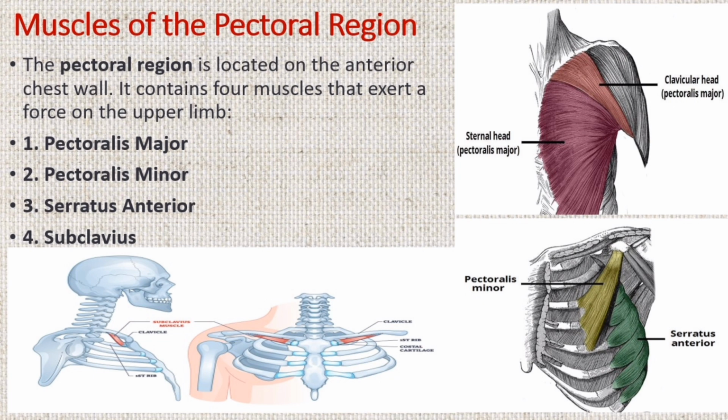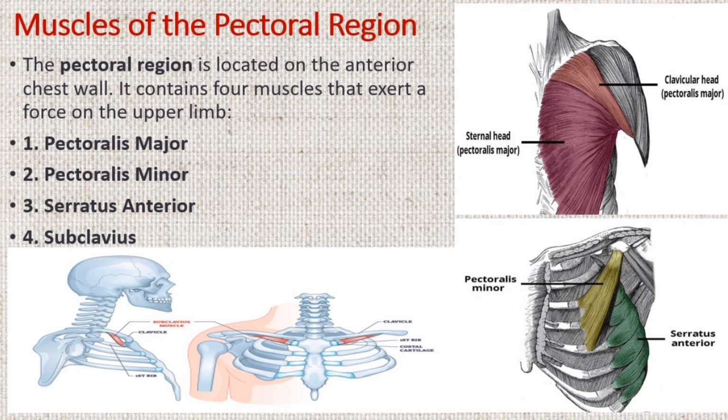It is large and fan-shaped, and is composed of a sternal head and a clavicular head. Attachments. Clavicular head originates from the anterior surface of the medial clavicle. Sternocostal head originates from the anterior surface of the sternum, the superior 6 costal cartilages and the aponeurosis of the external oblique muscle. The distal attachment of both heads is onto the intertubercular sulcus of the humerus.